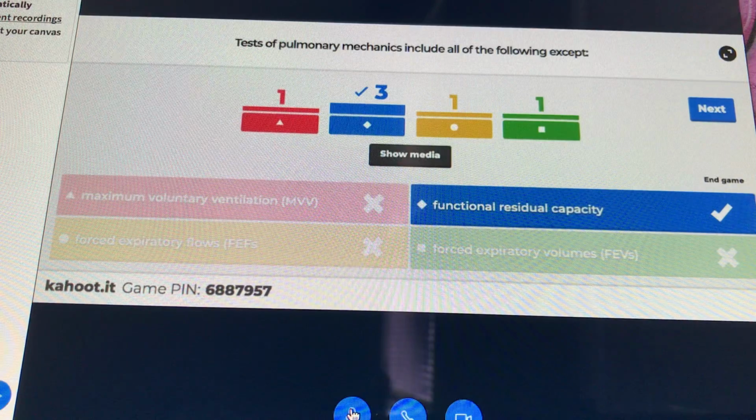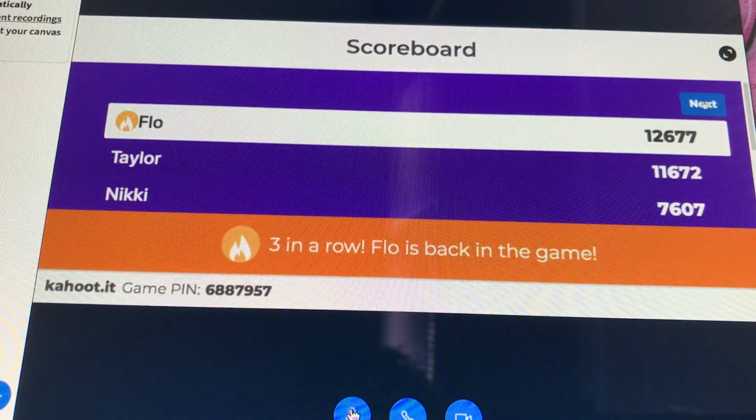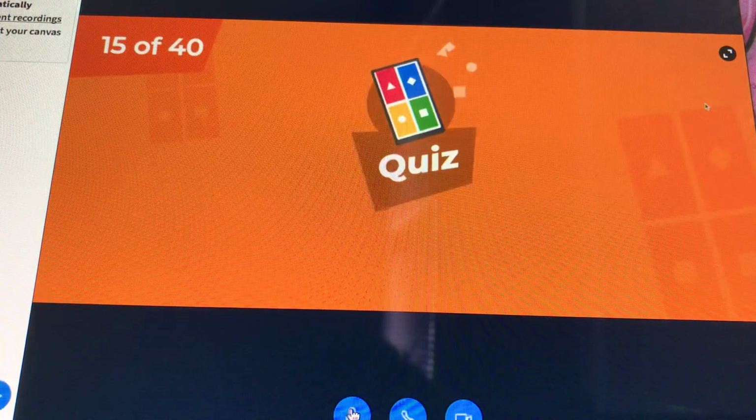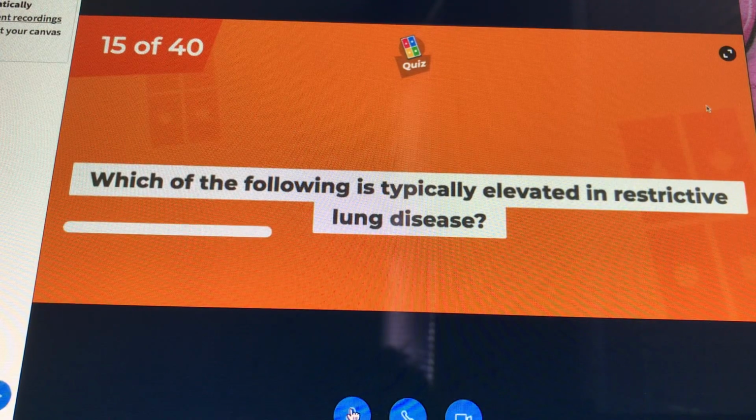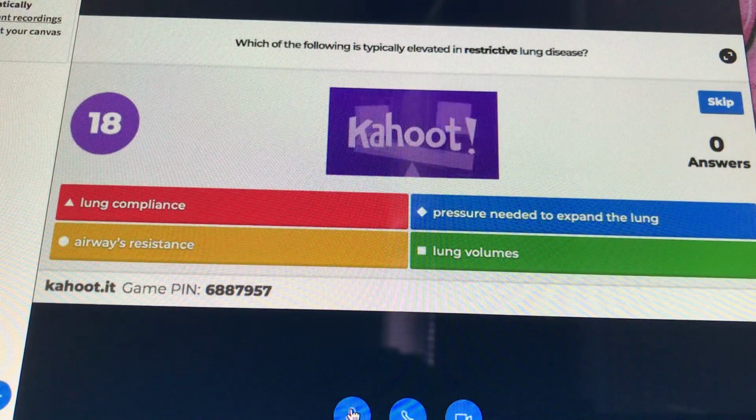Okay. So make sure that when you go back and study your M&P, that you study both packets. Remember, you have one with your formulas and your shunt and your dead space and all that stuff, and then you have another one with all of your PFT information in it. Even go back to your Butler homework and that sort of thing too. Which of the following is typically elevated in restricted lung disease?